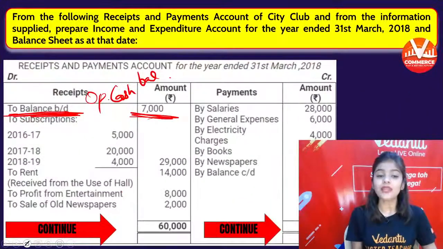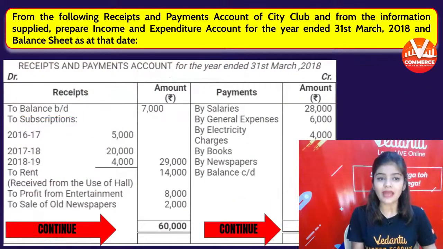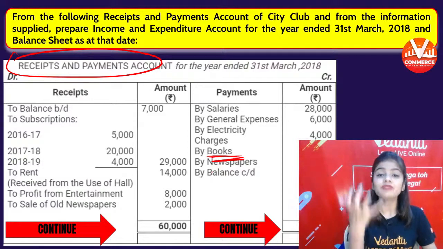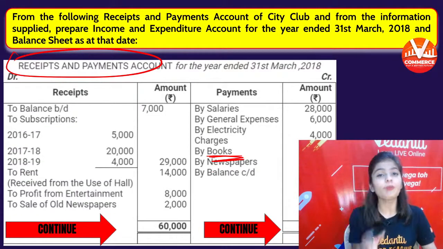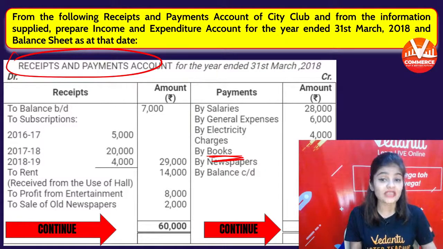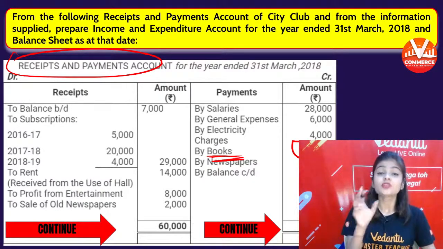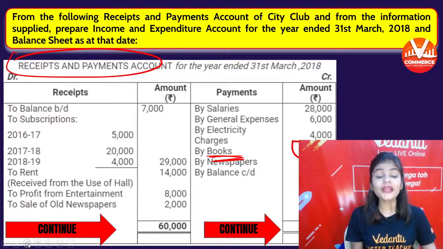But can you see that in the receipt and payment account, on the credit side, book is given? You have made payment for the book, which means that you have purchased an additional book. So this is the purchase of book. So you will add this in the closing balance sheet.